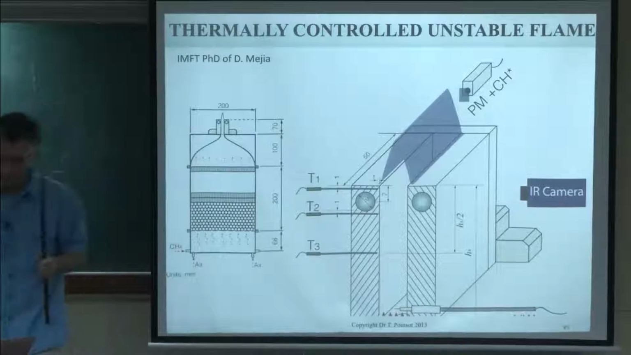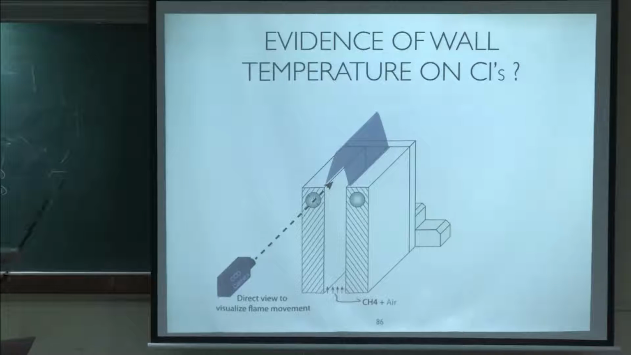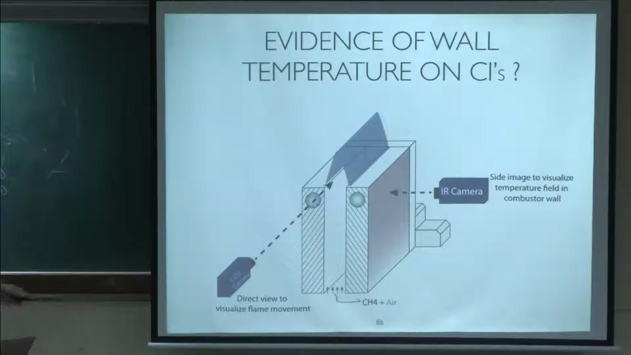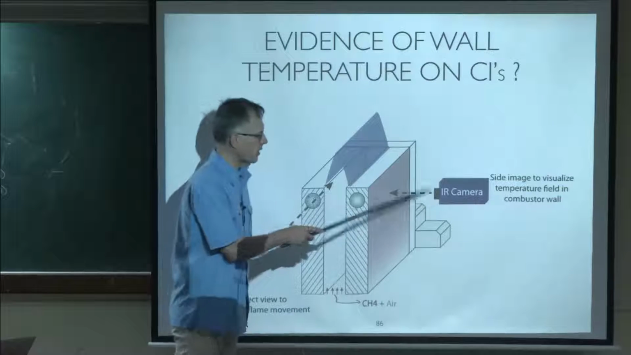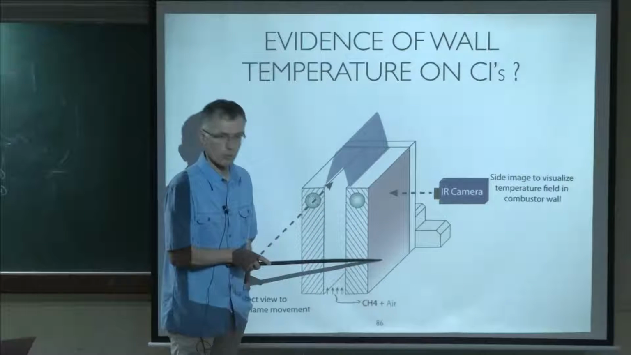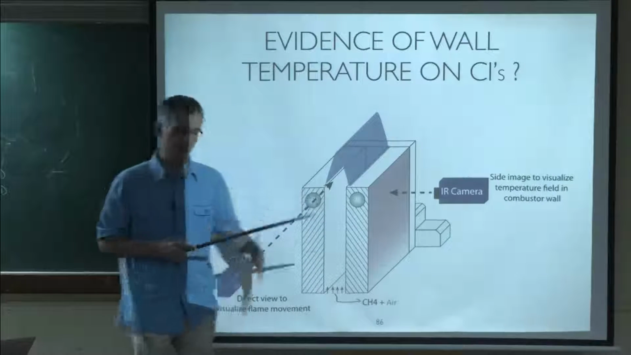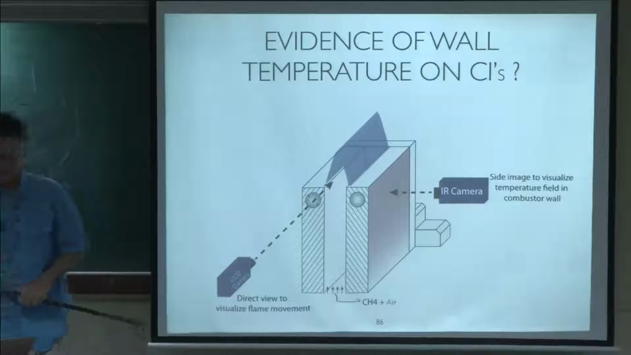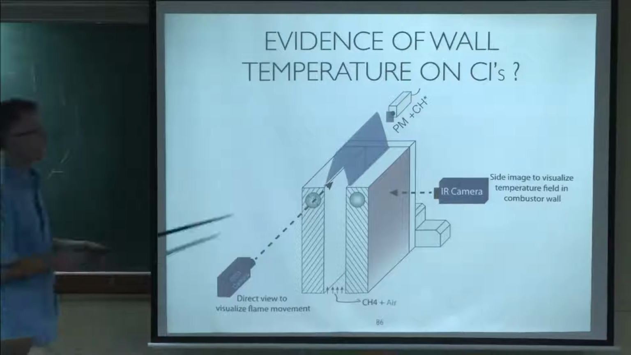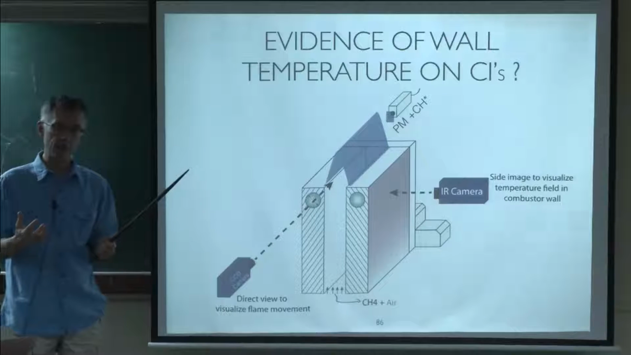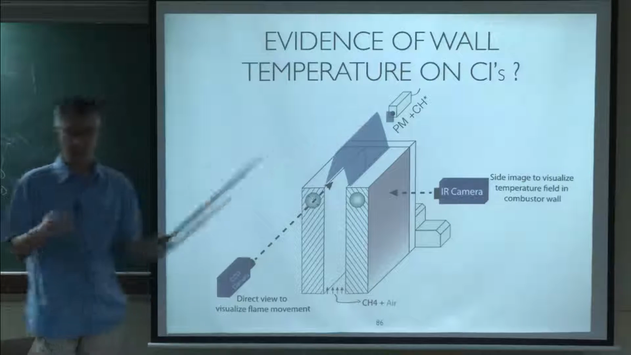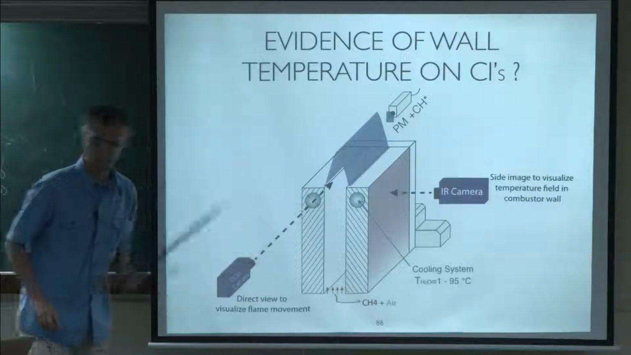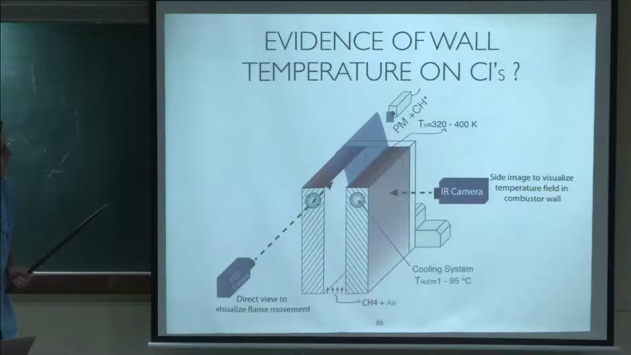And when you do that, you can look at the flame in different ways. We can look at the flame with a CCD camera to look at the movement of the flame. And we also installed an infrared camera on this wall here to look at the temperature of this wall, so that we could actually see what the temperature of the walls was and correlate it to what we would see on the flame. Now we also use a photomultiplier here to measure the unsteady activity of the flame. If there is a combustion instability, this thing will tell us. And we cool this system here from 1 to 95 degrees C. So we can control the temperature.